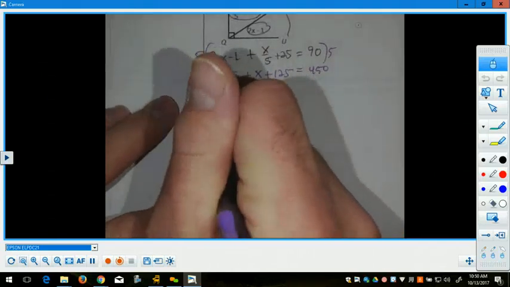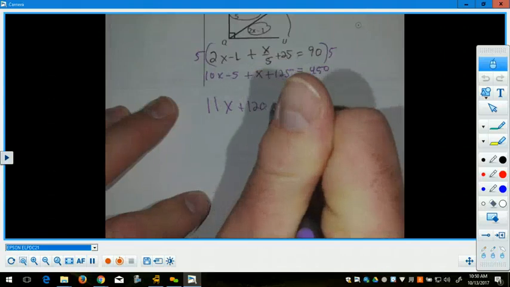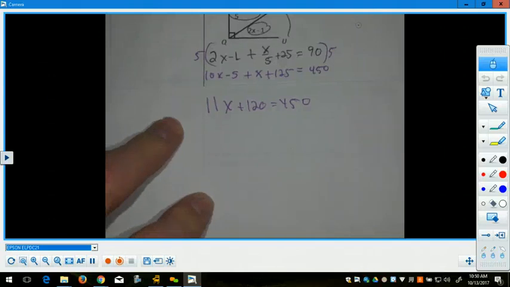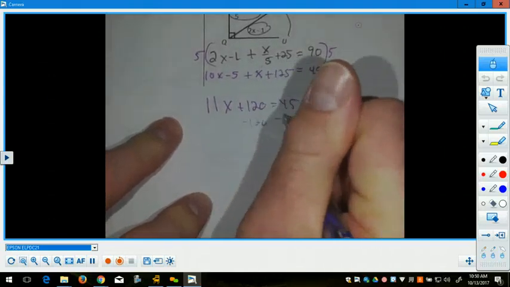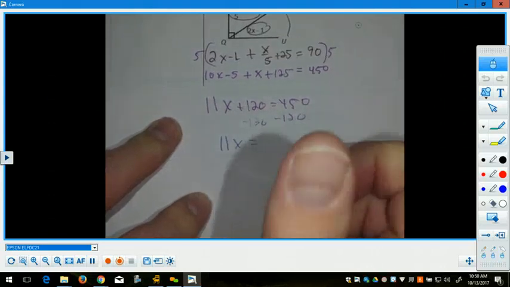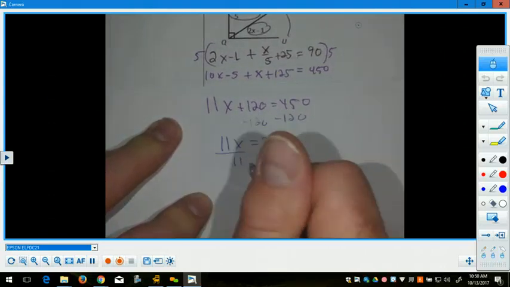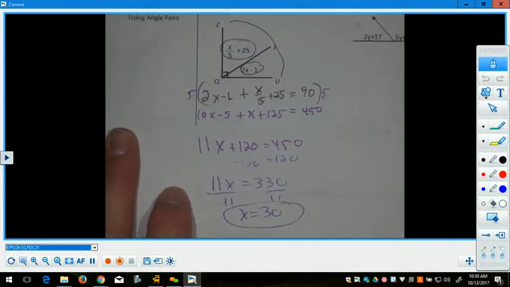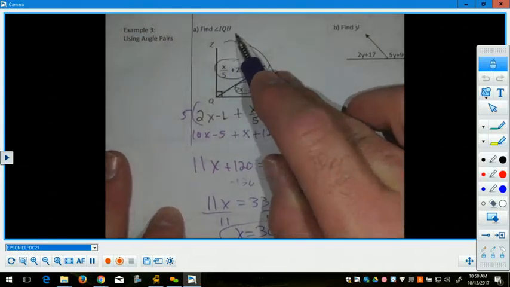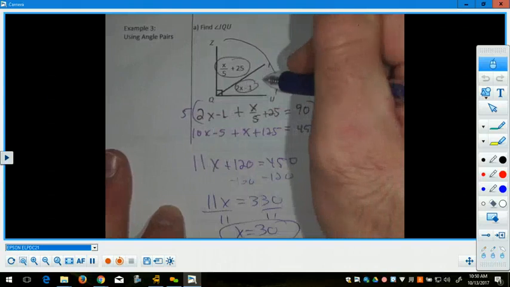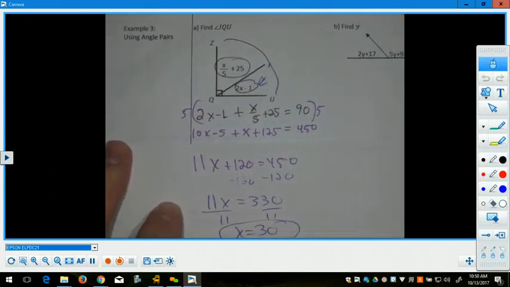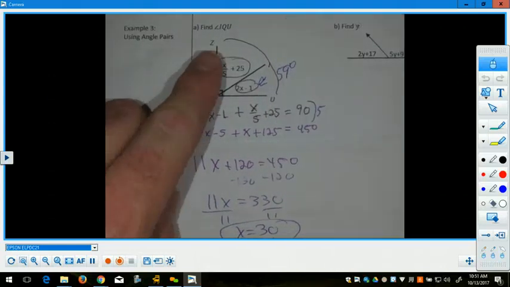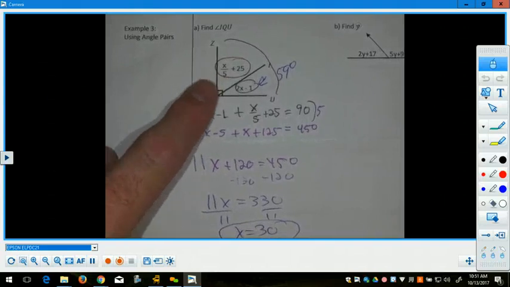I'm going to combine like terms. This is going to give me 11x plus 120 equals 450. Subtract the 120 from both sides, so you get 11x equals 330. When you divide by 11, x equals 30. We're going to take that answer, and they asked us to find the measure of angle IQU. IQU is this one down here. It looks smaller in the picture. 2 times 30, 60, minus 1 is 59 degrees. 30 over 5, which is 6, plus 25 is 31 degrees.